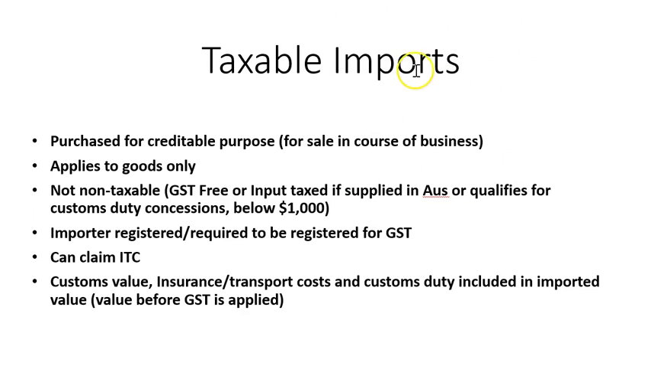Okay, so now we've got taxable imports. An import is taxable if it's purchased for a creditable purpose. So this is essentially just if it's purchased for sale in the course of business. GST is only applied to the import of goods. And an import is also only taxable if it is considered to be a taxable supply in Australia. So if it's a GST-free item or an input taxed item in Australia, that would mean that it's a non-taxable import.